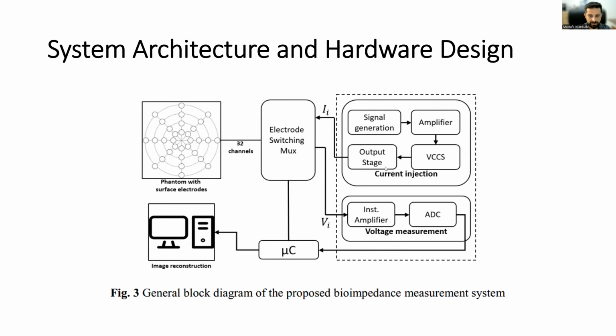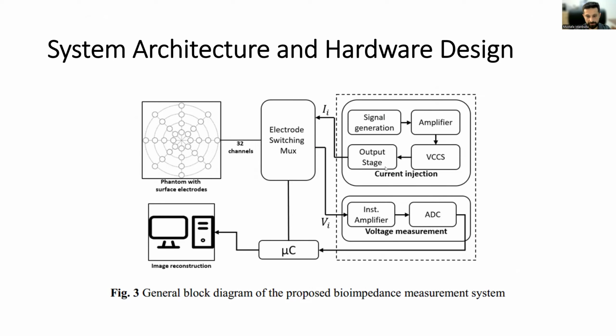Next, the signal generation and injection module. An AD9833 waveform generator produces a 1 kilohertz sine wave. Then the signal is amplified and sent to the Howland current pump, which acts as a voltage-controlled current source. And last, a class AB output stage ensures efficient current delivery.